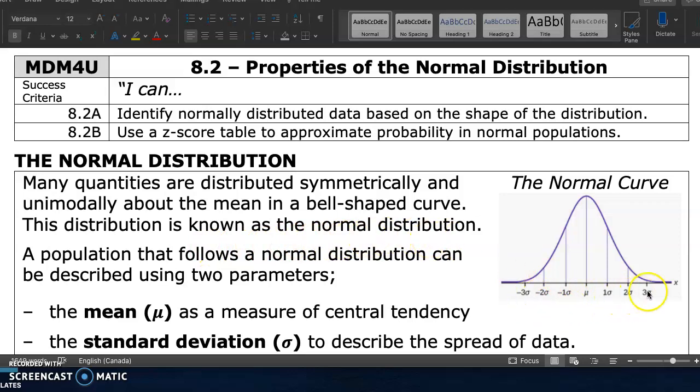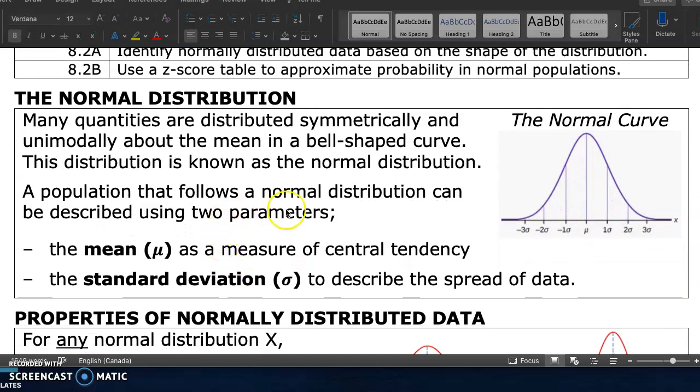So regardless of the data set, you will have a mean. And the dispersion, using standard deviations from the mean, can describe how widespread that curve is. So it's symmetrical, left and right hand side are equal from the mean, and unimodal, there's only one peak.